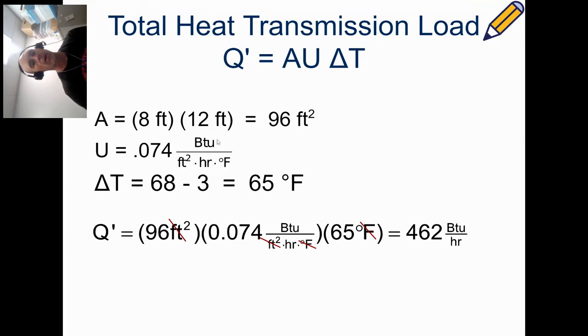That was the area of our wall. That was our U value. We multiply them all together. We get 462 BTUs per hour. That's how much heat we need to produce. So we need a furnace that's going to produce that much. That's how we solve that. Now that's just one wall.